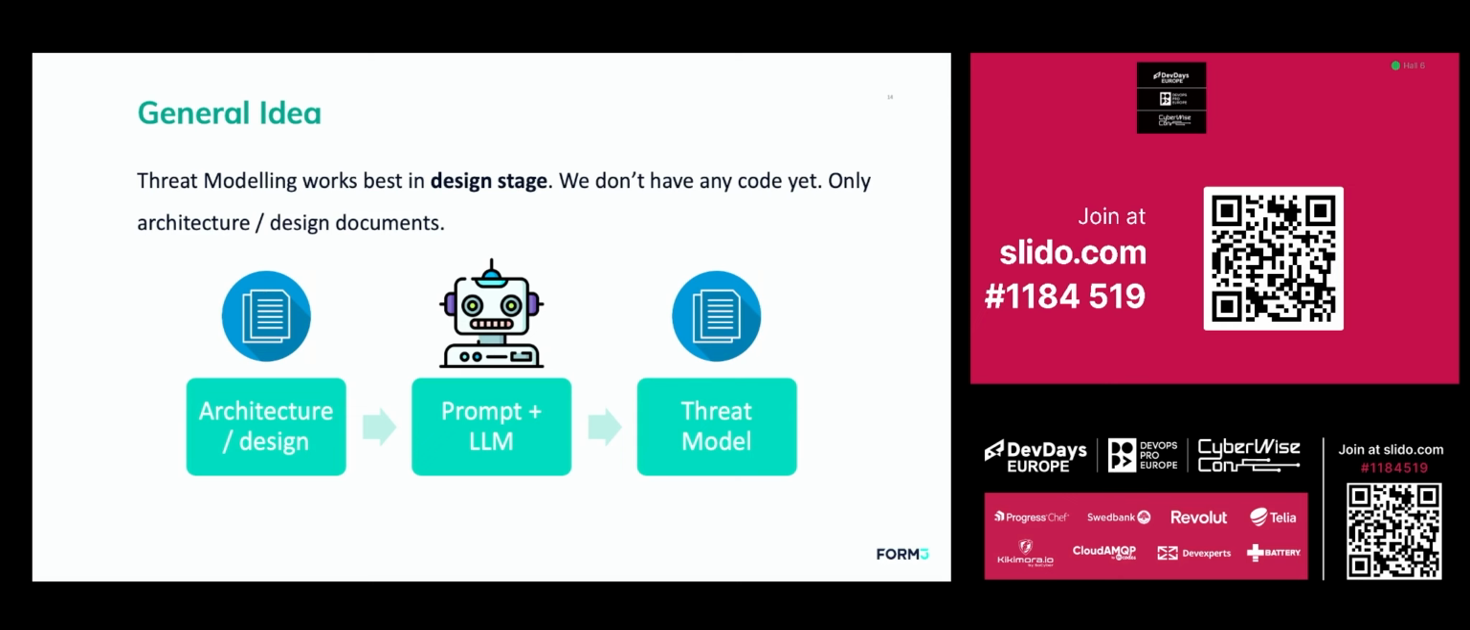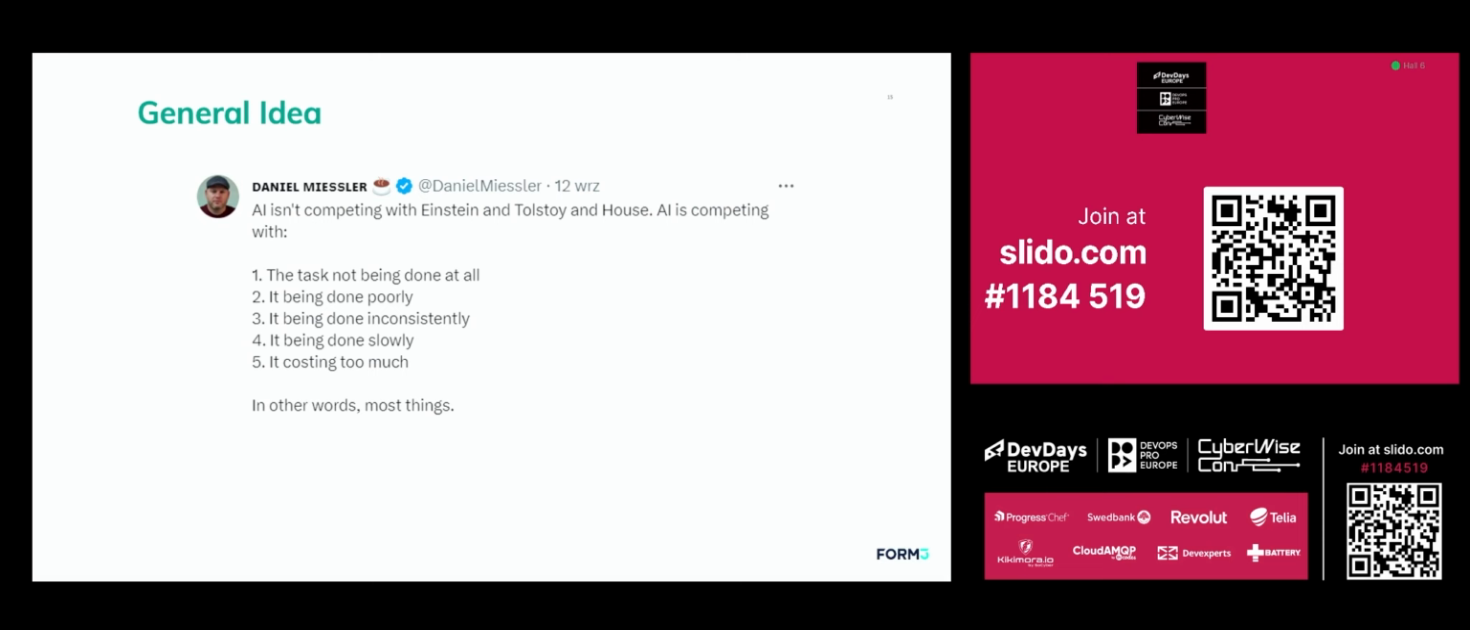Okay, so the general idea is very simple. We take our document, put it into the prompt, and then we get our shiny threat model. And my friend Daniel Miessler, so you can follow him, because he's also putting out some interesting things about threat modeling. He said that AI isn't competing with Einstein, Tolstoy, and House. AI is competing with the tasks not being done at all, being done poorly, inconsistently, slowly, costing too much.